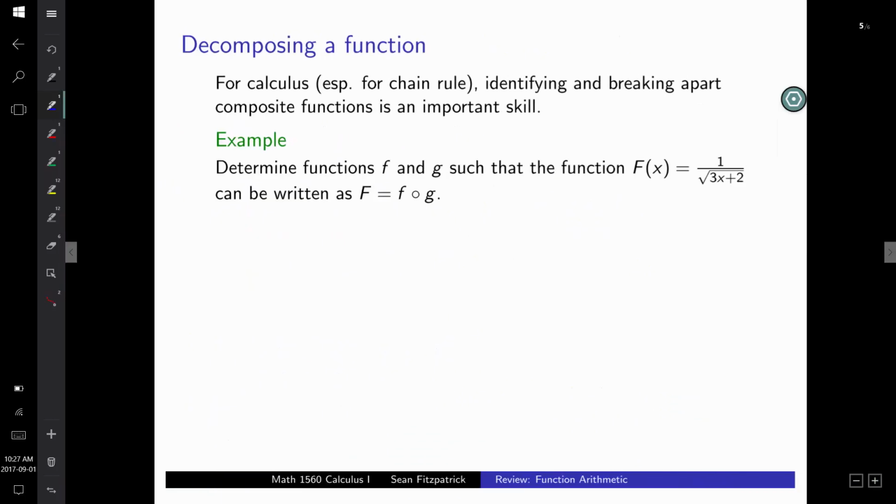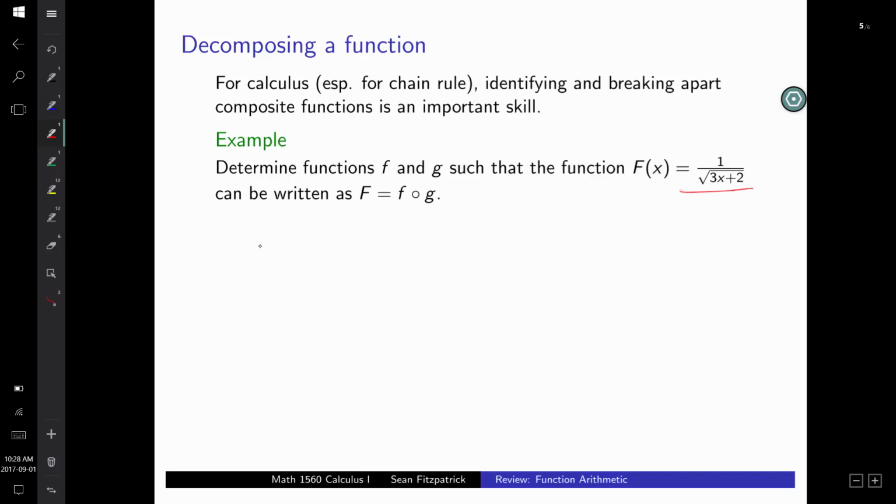Okay. Now, one of the skills that you're going to need later on is the ability to decompose a function. Now, there's not a unique way of doing this. There's a few different ways that you could try to do something like this. But you often have to identify when you're dealing with composition of functions and how to break things apart. We're going to see that this is essential for doing things like applying the chain rule. So somebody gives me this function here, 1 over the square root of 3x plus 2. I want to break it up.